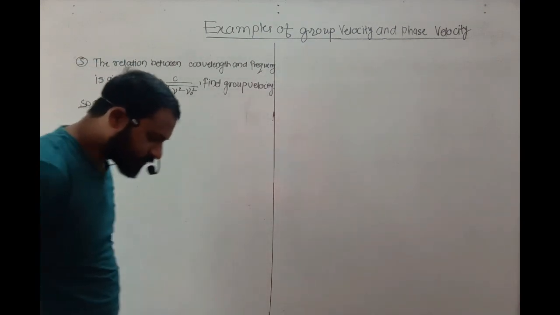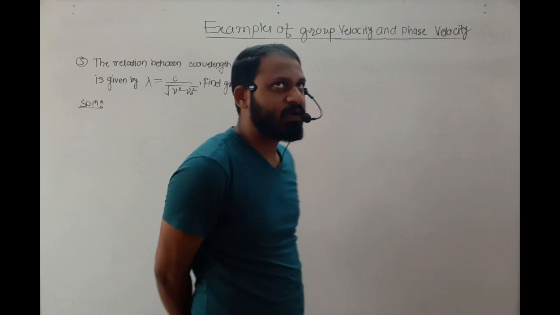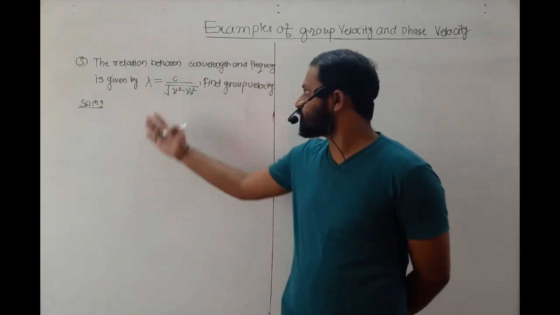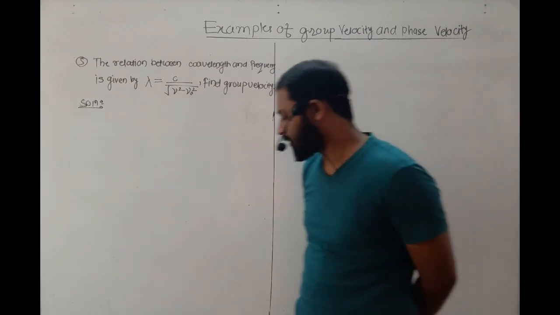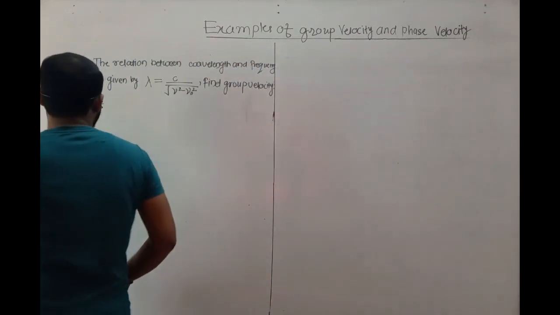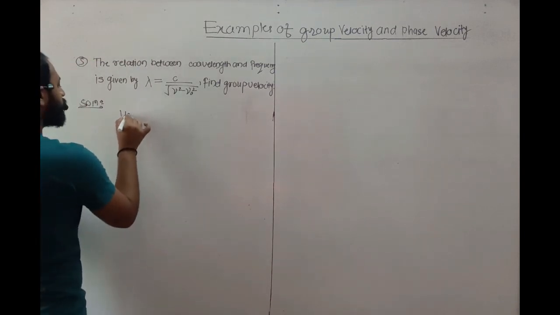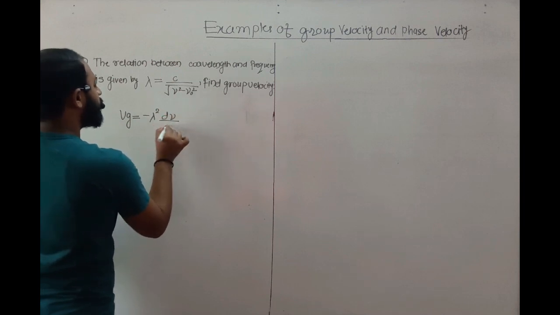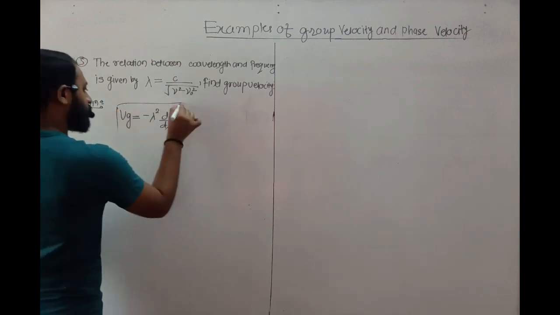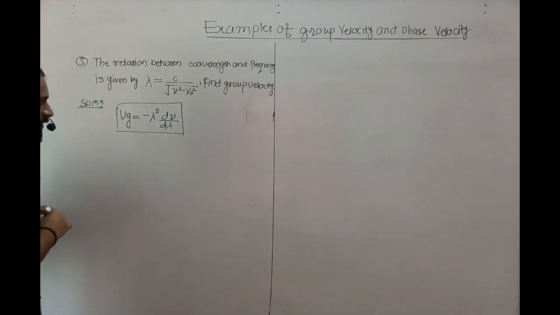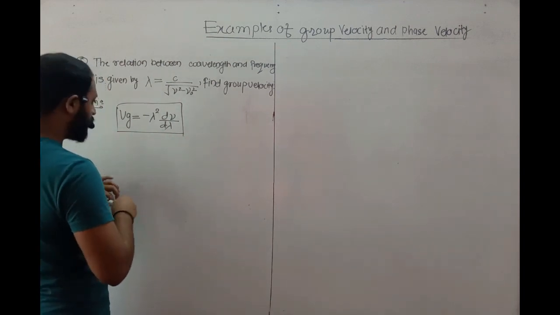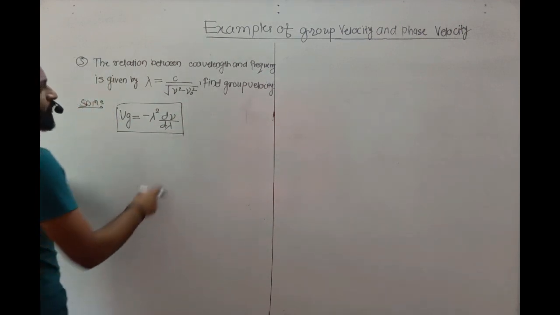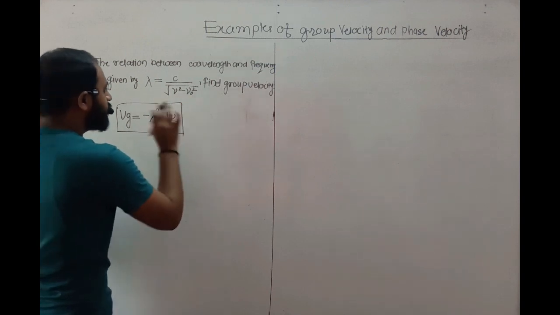अब देखिए, Vg equals to dω by dk. ये फॉर्मूला यहाँ पे नहीं यूज होगा क्योंकि we don't have given the omega. Okay, अब देखिए, मैंने एक फॉर्मूला लास्ट में आपको डिराइव करके दिया था. Vg equals to minus lambda square dν by dλ. Okay, अब देखिए यहाँ पे derivative of nu with respect to lambda, but we don't have nu. But using this formula, you can make a nu. Now see how.